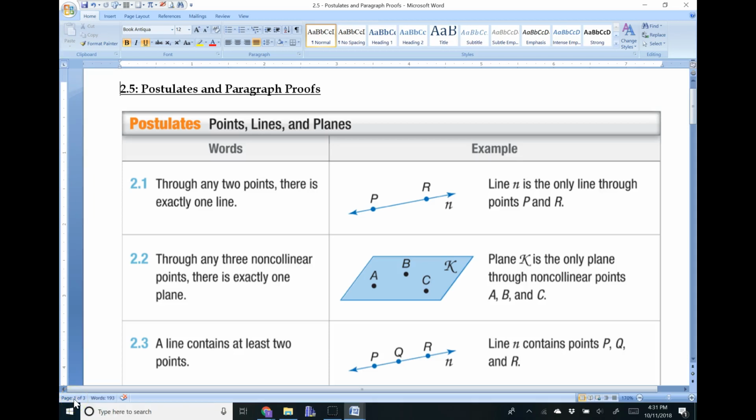Hey guys, so we're going to start this next lesson, 2.5. Please open up the notes from Schoology, and we're going to get into a little bit of proofs here. We got these things called postulates. They're kind of like theorems, okay?